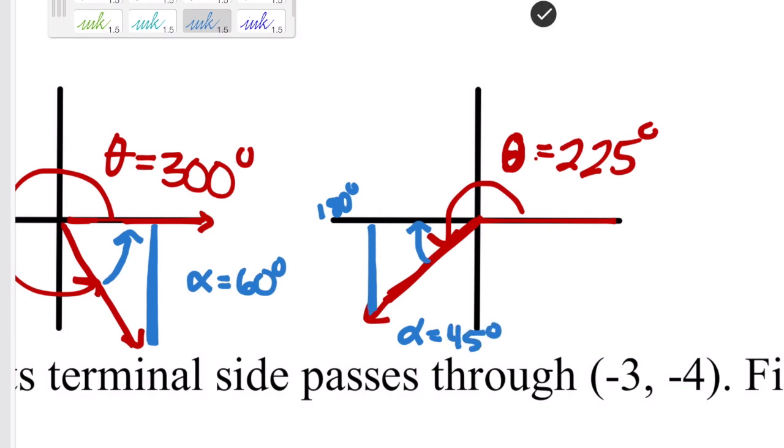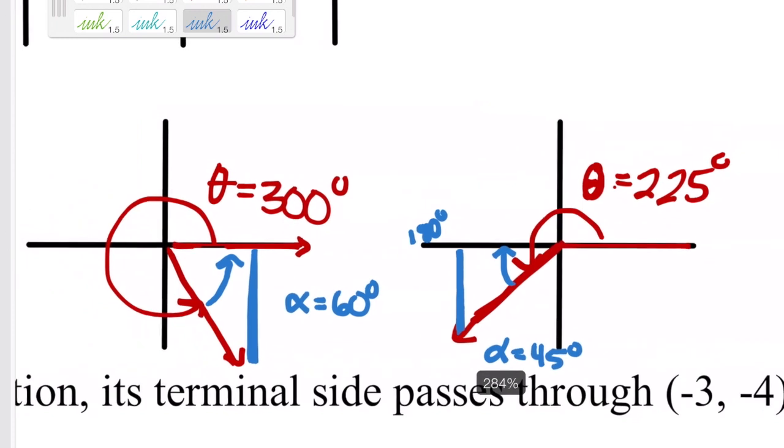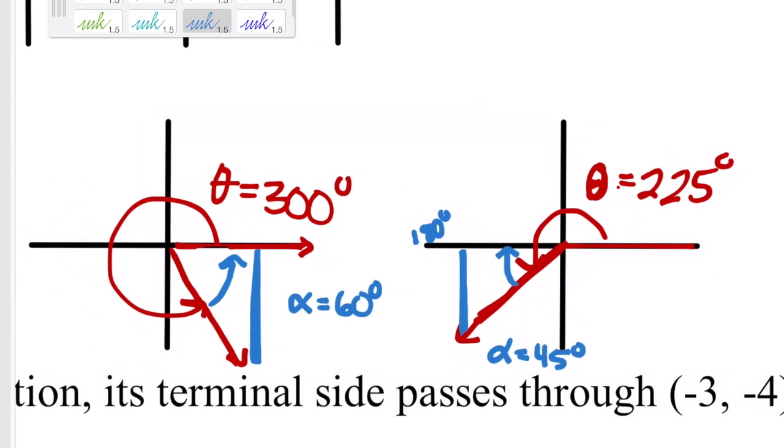So for both of these, I could end up using the special right triangle. So for the first one, I would use the 30, 60, 90. And for the second one, I could use a 45, 45, 90 to help me figure out what all of my 6 trig functions might be.